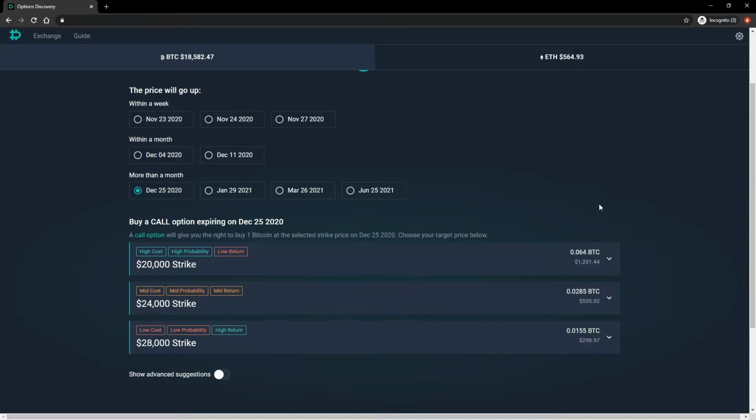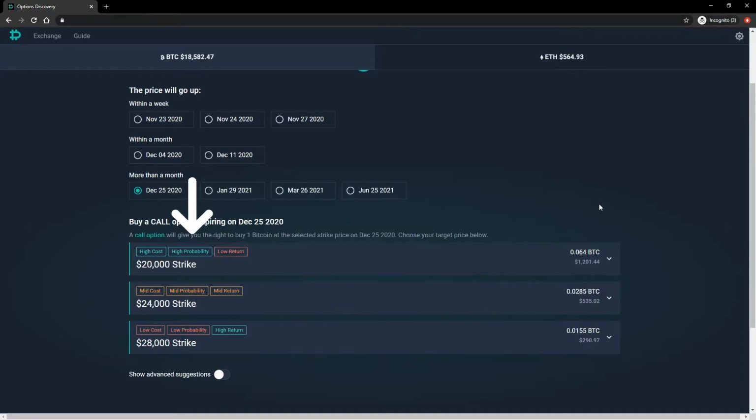A summary for all 3 is shown, with the strike price on the left and the current option premium on the right. You will also notice the 3 coloured indicators next to the strike price. These give a brief idea of cost, probability and return of each option relative to the others. The cost refers to the price you need to pay for the option compared to the other suggestions. The probability refers to the relative probability that the option will expire in the money.